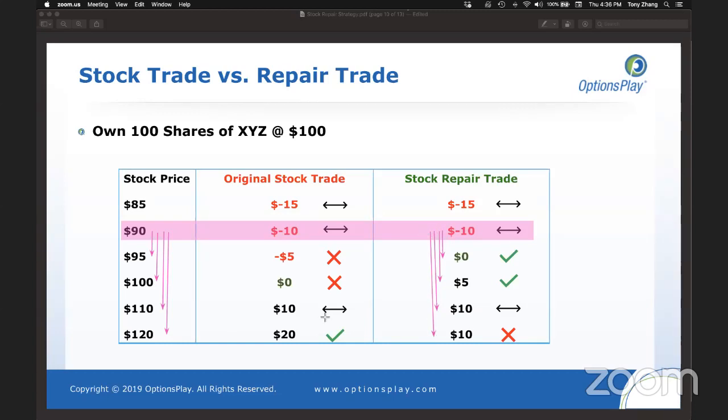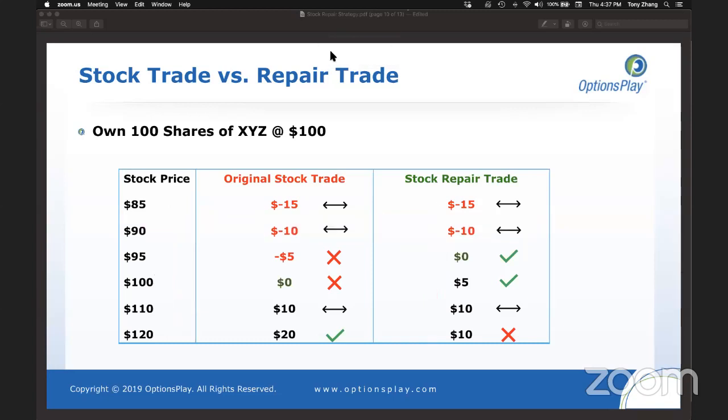So no matter what happens, now my stock trade actually is better off than my repair strategy, because when I put on my repair strategy, it caps my gains so that if it rallies to 120, 130, 140, the most I'll make is just $10 a share. I can't make any more when I put on a repair strategy. And lastly, if the stock continues to decline, the two strategies look exactly the same. So again, the repair trade does not provide any downside protection. If the stock continues to move lower, you will continue to lose more and more money.